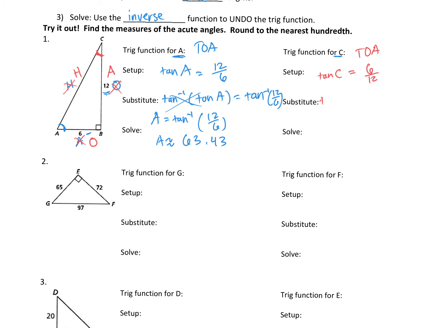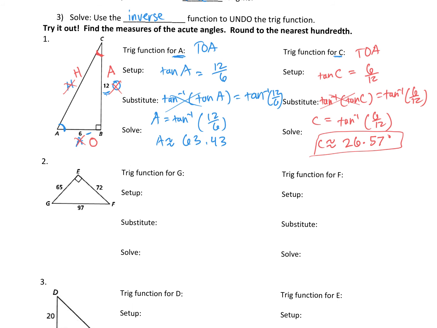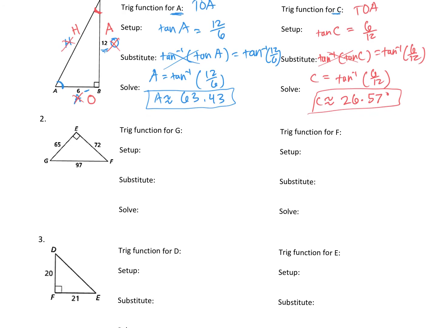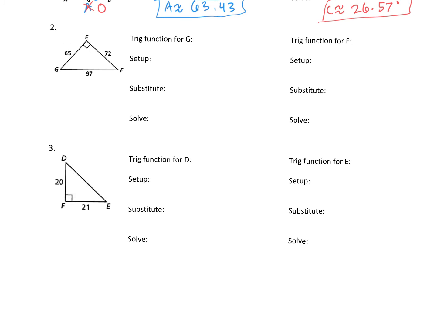So now I'm just going to solve. So like inverse tangent of C should equal the inverse tangent of 6 over 12. This cancels out my tangent. So C should equal inverse tangent of 6 over 12. Punch that into the calculator. C kind of equals 26.57 degrees. I'm going to box that in and box that in. So that's how we know. We got to label them and then solve them.